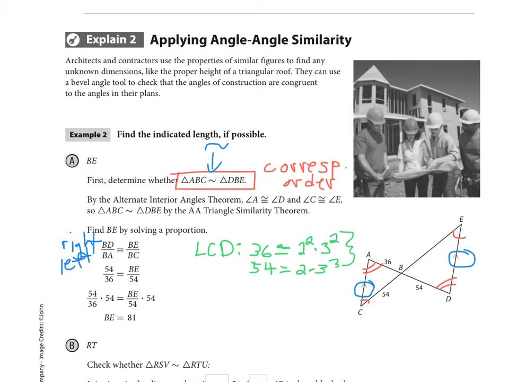So if we put those two prime factorizations together to create an LCD, remember what we're doing is we're taking the highest power of any factor that's used. So obviously we're using a 2 and we're using a 3, but the question is to what power are we filling in for those?